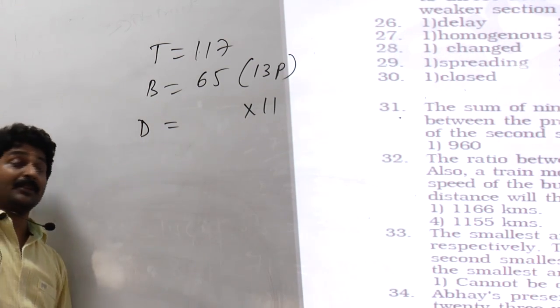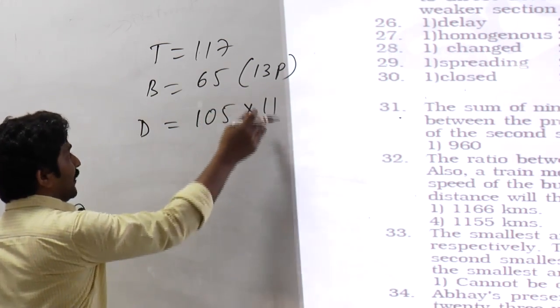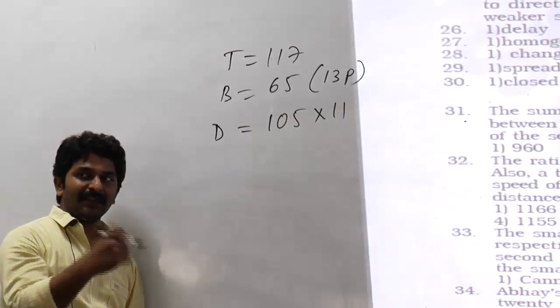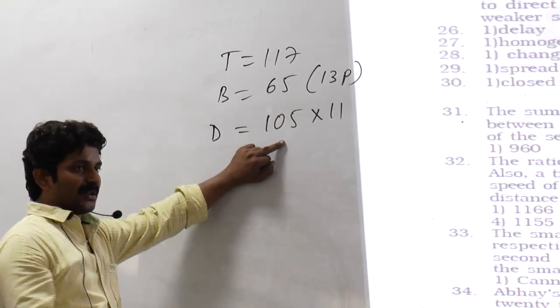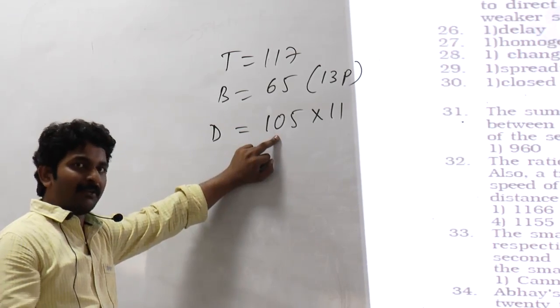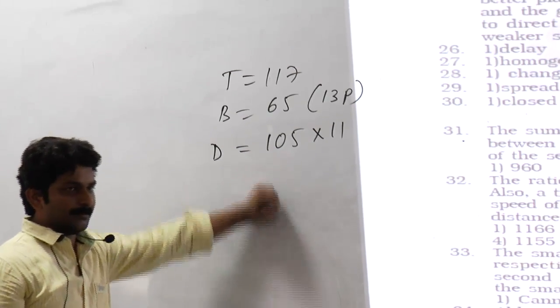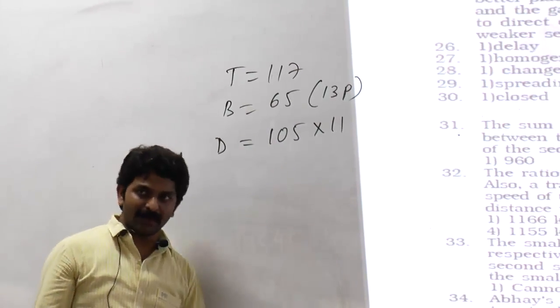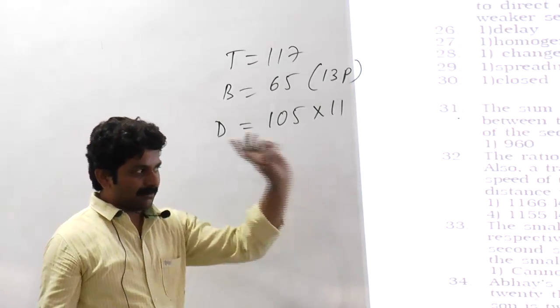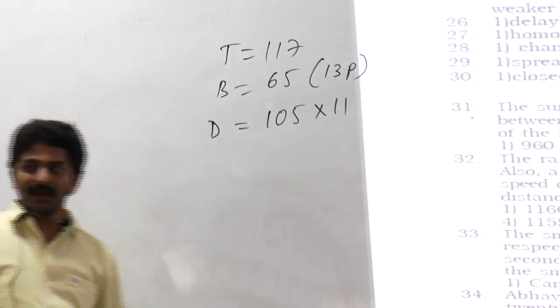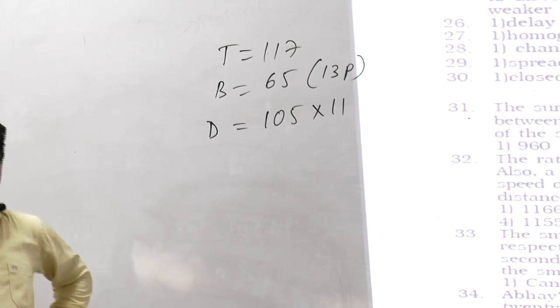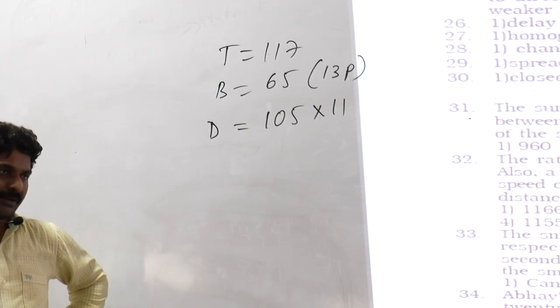21 times 5 is 105. 105 times 11. 10 times and then 1 time. 10 times this number is 1050. To this number add 105. That will be 1155. Before that you can verify one more condition. Many are 11 multiples. If you have only one 11 multiple among the options, then you can go for it.